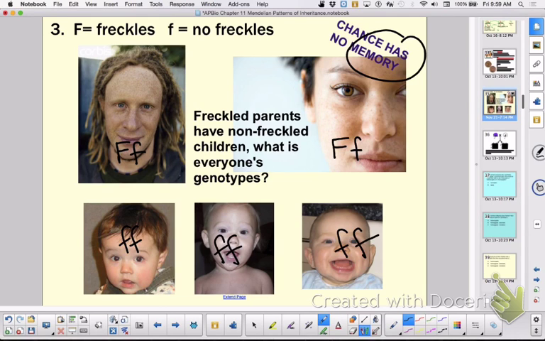So on Mendel's laws of probability, I just went over independent assortment. I'm going to come back to that. The product rule of probability, we did that: 1/2 times 1/2 times 1/4. And then the sum or additive law of probability. And then number 3, chance has no memory. Each offspring has the same probability of inheriting a trait. It is not dependent on the genetics of the offspring before it.